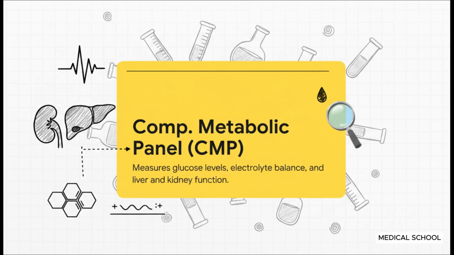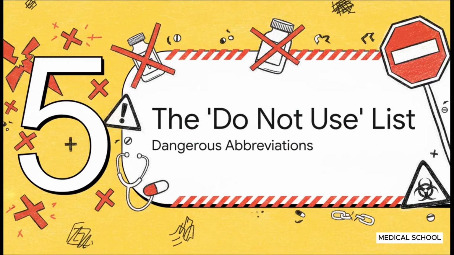Another really common one you'll see is the CMP, or Comprehensive Metabolic Panel. Think of this one as a checkup on your body's chemistry. It gives your doctor crucial info about your metabolism, your blood sugar, and how well your kidneys and liver are working. But here's the thing. Not all abbreviations are just confusing. Some are downright dangerous.